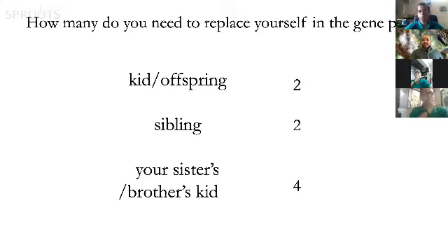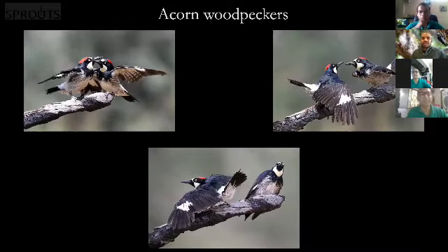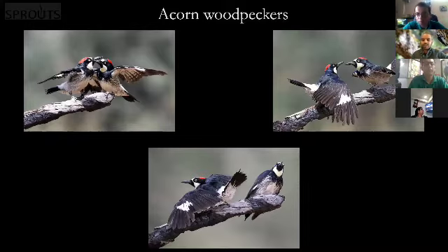Okay, so let's take this forward. I'm going to talk today about how sociality evolves in acorn woodpeckers. Acorn woodpeckers are these beautiful clown-like birds that live in California, but are found all the way down into northern Colombia. So they're found across the western and central United States and Central America.